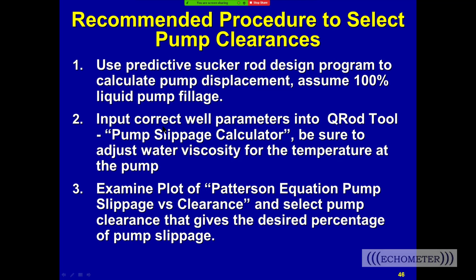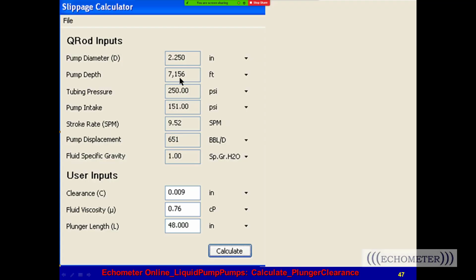And so what should you do? Well, what you should do is that you should use QROD, which is a predictive program that assumes the pump has 100% pump fillage, and use this calculator in QROD, and then select the amount of slippage that you want based on your design. And so here is QROD, and here's the input for QROD.